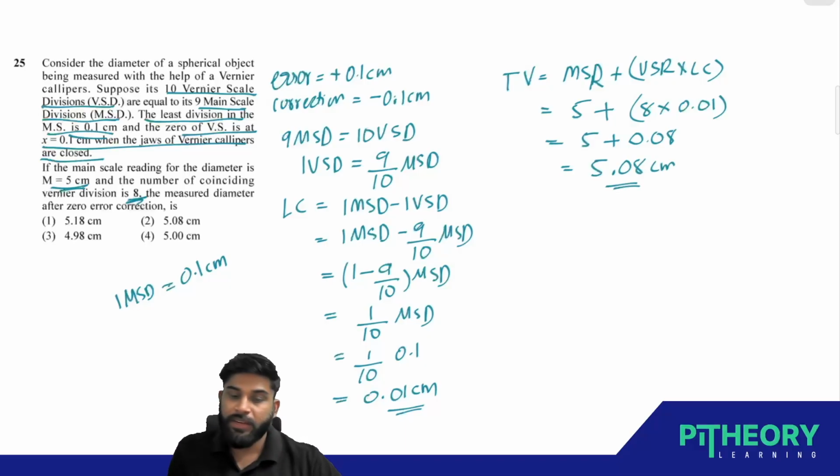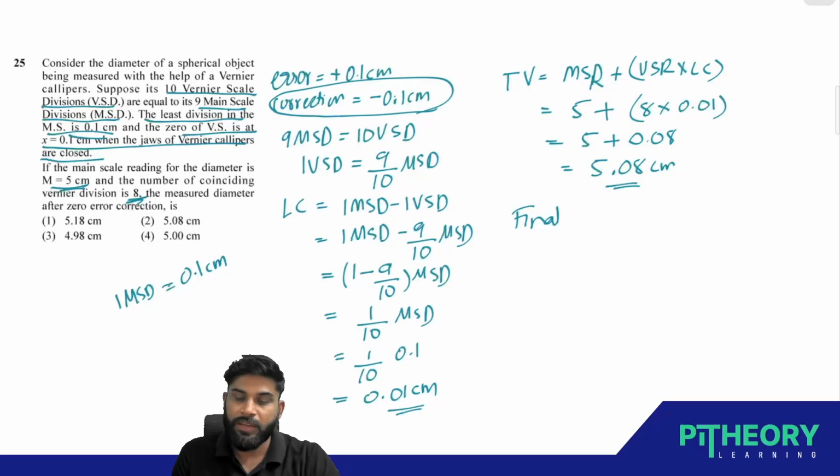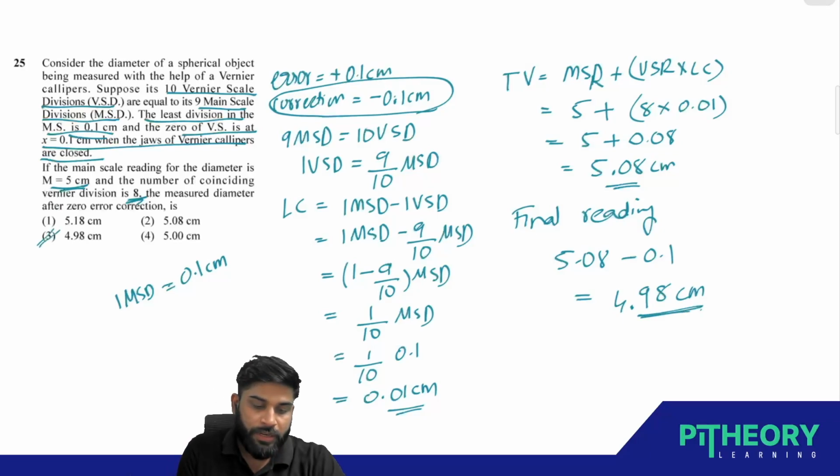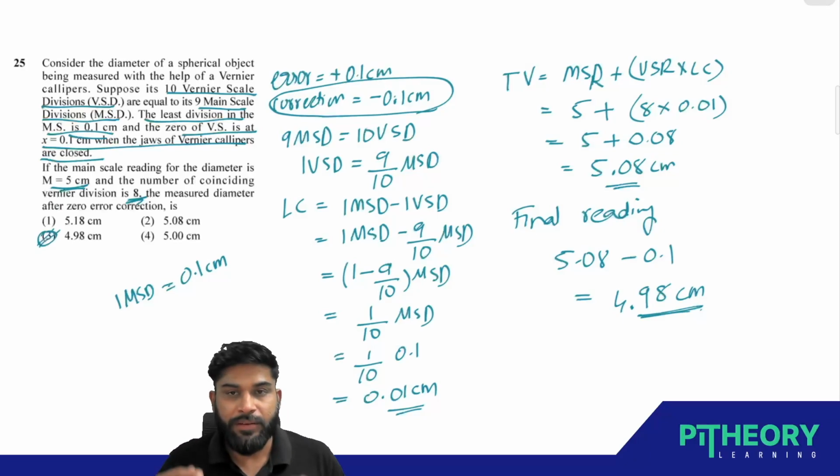But at the same time, you need to see there is a correction. How much is the correction? Minus 0.1 centimeter. So the final reading we can write like this: final reading will be 5.08 minus 0.1, which will be equal to what? 8 will be there, 10, 9, 4. 4.98 centimeter will be the answer for this. So 4.98, option 3, will be the answer.